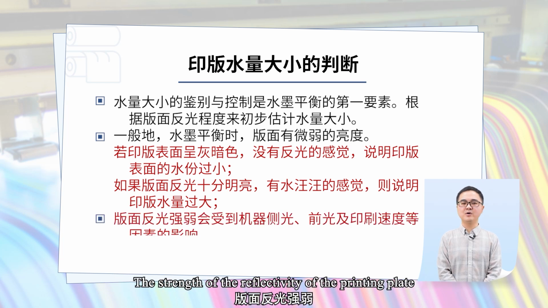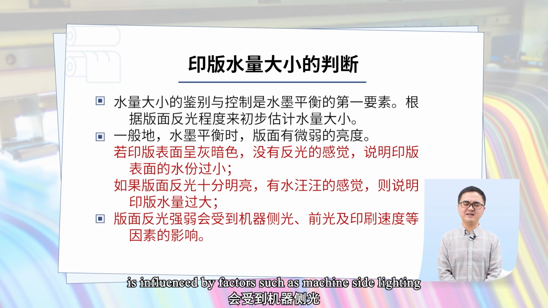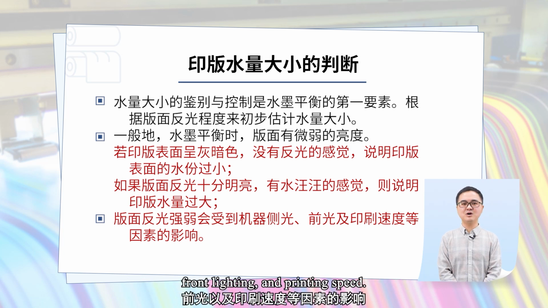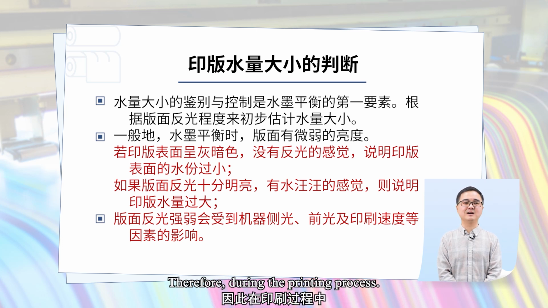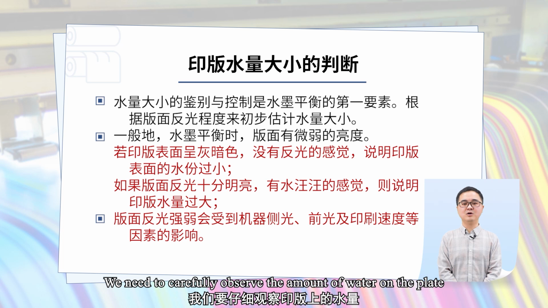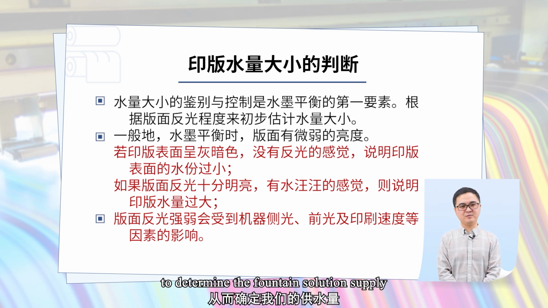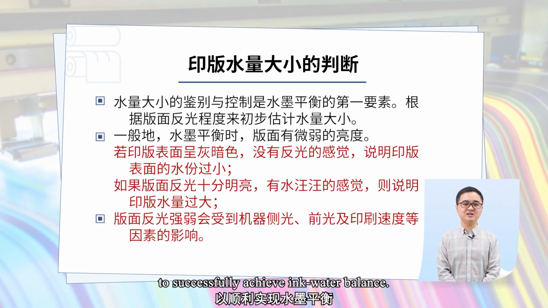The strength of the reflectivity of the printing plate is influenced by factors such as machine side lighting, front lighting, and printing speed. Therefore, during the printing process, we need to carefully observe the amount of water on the plate to determine the fountain solution supply to successfully achieve ink-water balance.